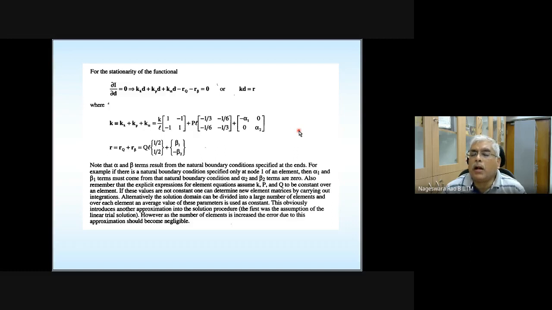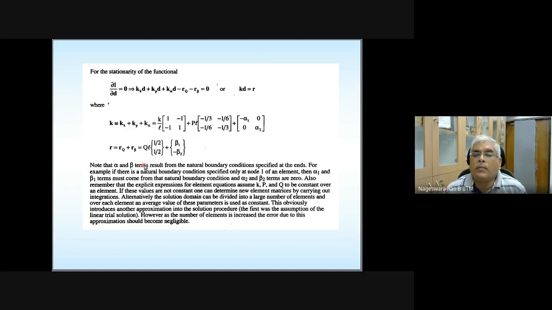And if these are not constants, you need to go back and apply numerical integration, and simplify what is this k, k, p, k alpha. You can read this one.